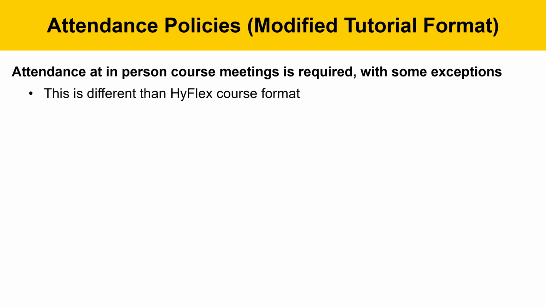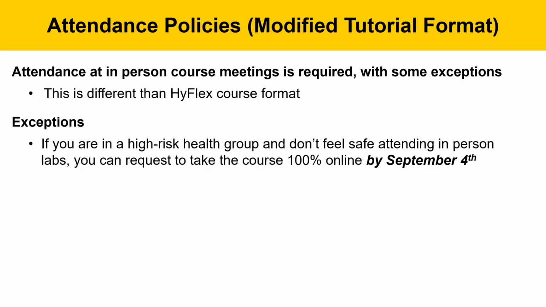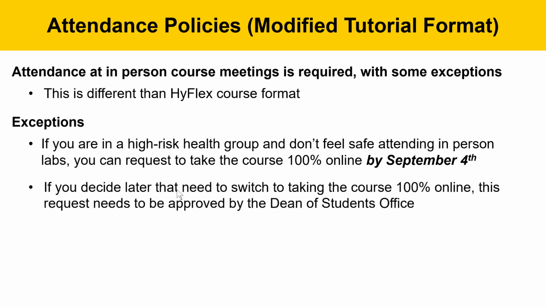In the lab this semester, in the modified tutorial format, you're expected to come to all in-person class meetings, except under the following circumstances. Here are some exceptions. If you are in a high-risk health group and don't feel safe attending in-person labs, you can request to take the course 100% online by September 4th. If you decide later that you need to switch to taking the course 100% online sometime during the semester or after that September 4th date, this request then needs to go through the Dean of Students' office for approval.